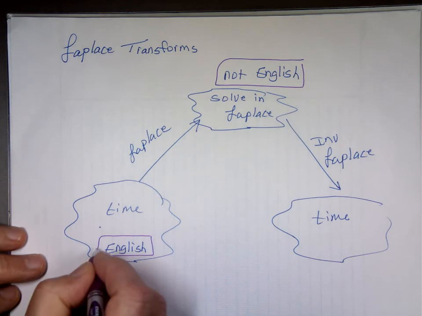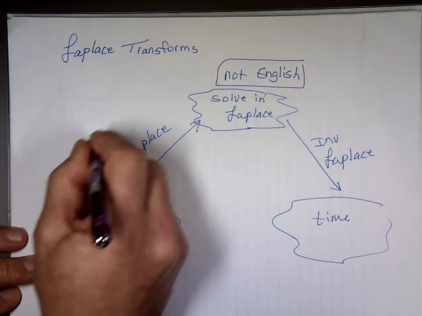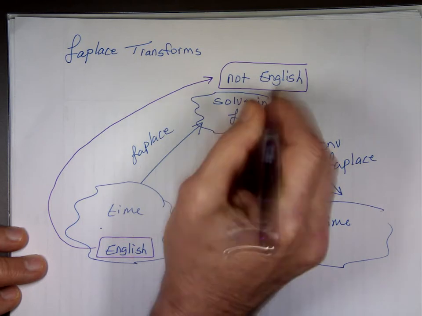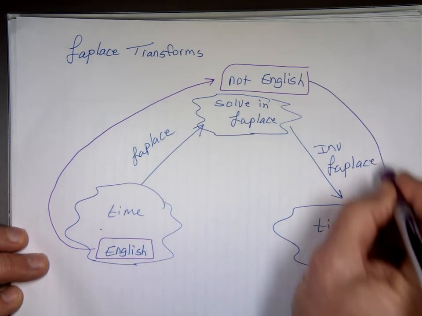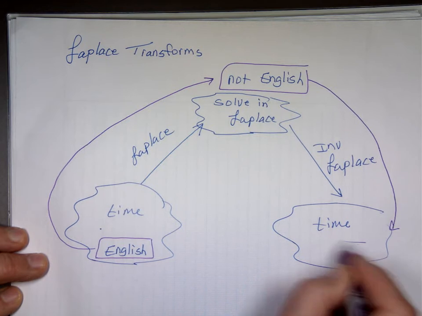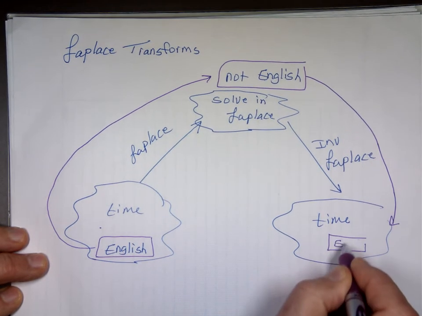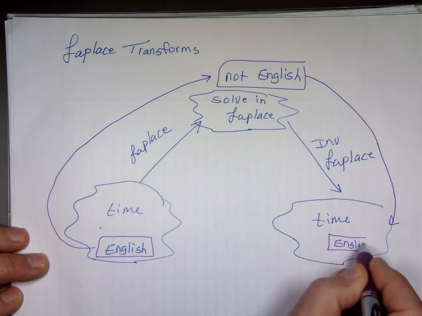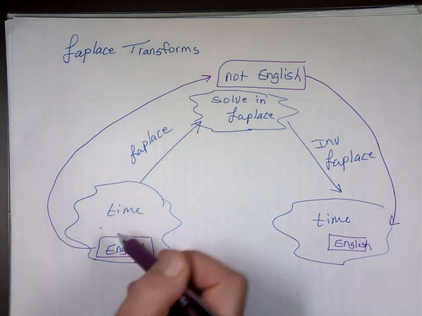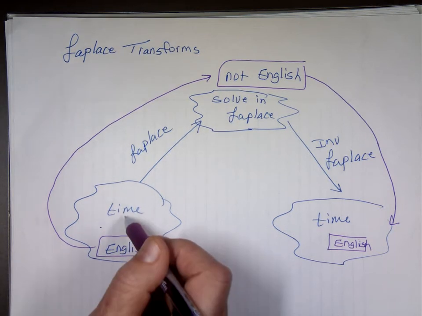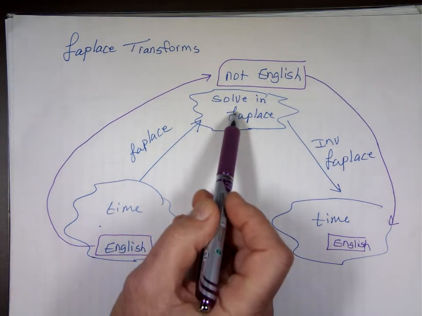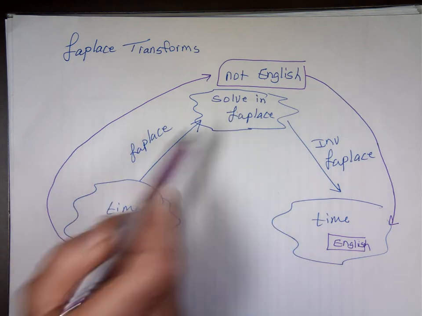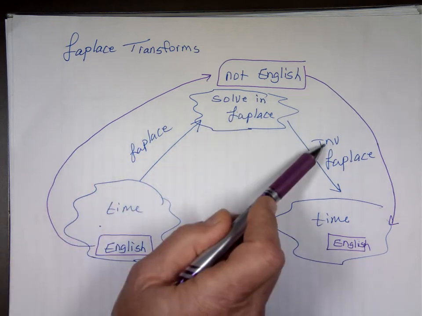You need to take this problem, change it from English to their native language so he or she can solve the problem in their language. Then they have to send it or change it back. Somebody has to change it back for you to English. That's really the process. So that's what Laplace is. We're going to take the problem, first change it from time domain to complex frequency using Laplace, solve it in complex frequency, change it back to time domain using the inverse Laplace.